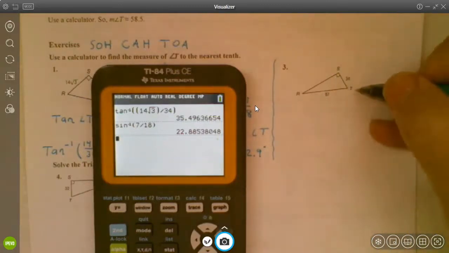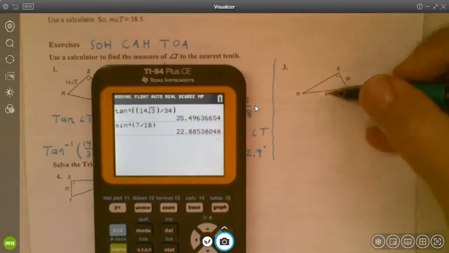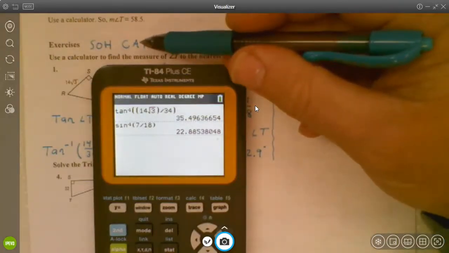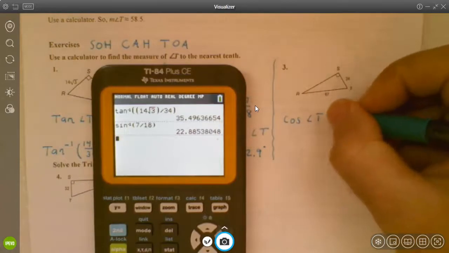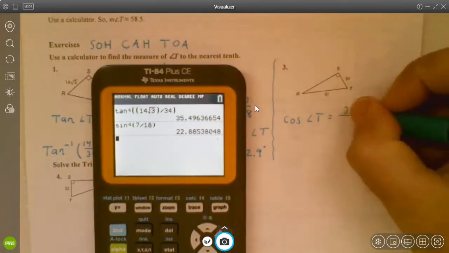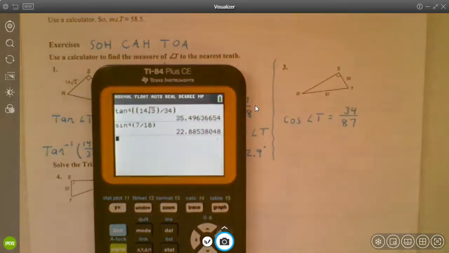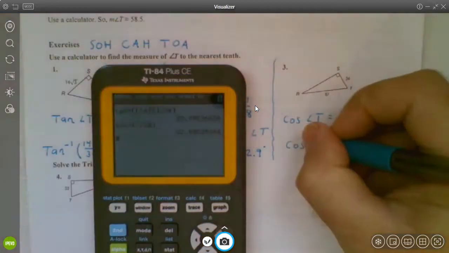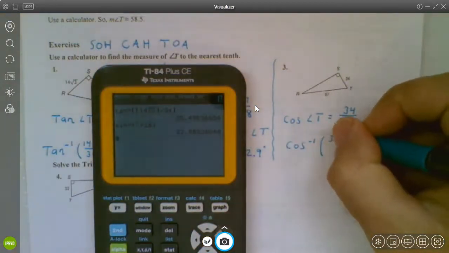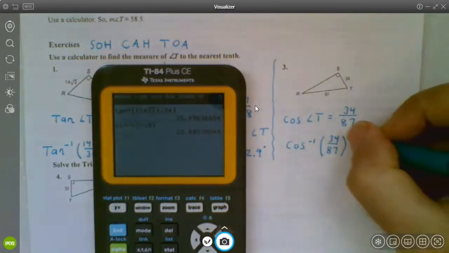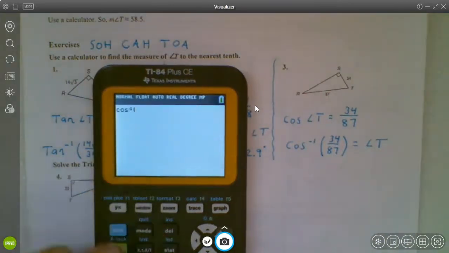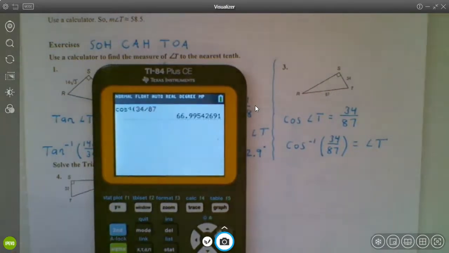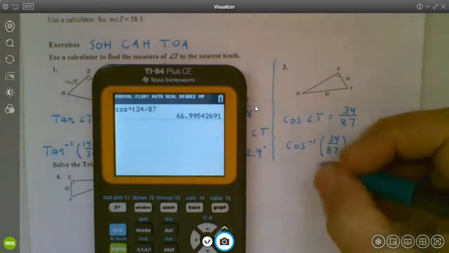So anyway, if I wanted to know angle T, from here I'm looking at the adjacent leg and the hypotenuse. So my cosine function is the one that does adjacent leg and hypotenuse. So let's say the cosine of angle T equals the adjacent leg over the hypotenuse. So there's our setup. Since I'm looking for an angle, I want to use an inverse cosine in order to find angle T. So if we type this one in, inverse cosine of 34 over 87, we have our angle, which would appropriately round to 67 degrees.